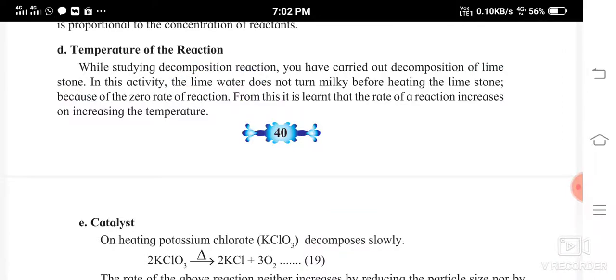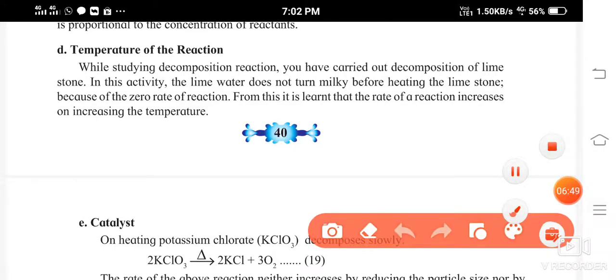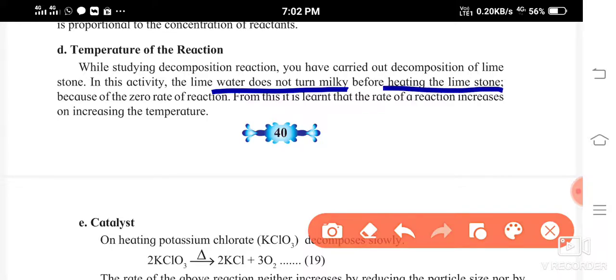But if you don't heat the limestone, then what is going to happen? The lime water is not going to turn milky. From this, which conclusion are you going to come to? In this activity, the lime water does not turn milky before heating the limestone. Correct? It turns milky only when you heat the limestone.